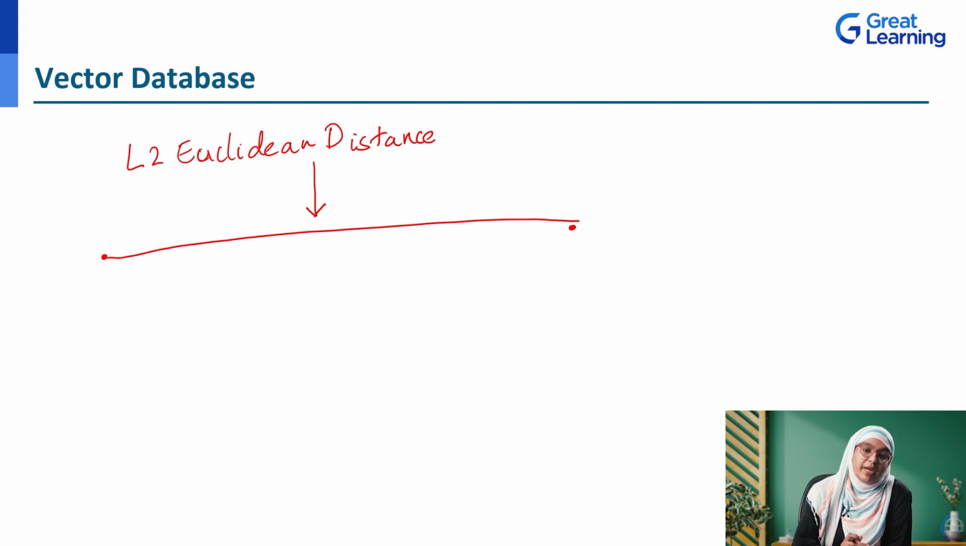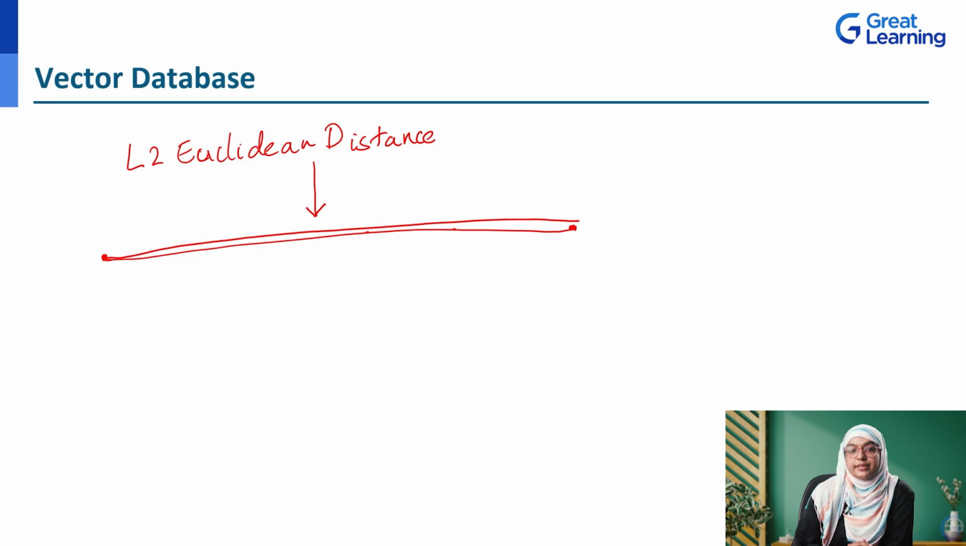Now, why do we need L2 Euclidean distance? Because it is simple and works well with comparing items. By measuring this straight line, we can easily see how close or far apart two things are based on their features. This makes it great for finding things that are similar to each other.